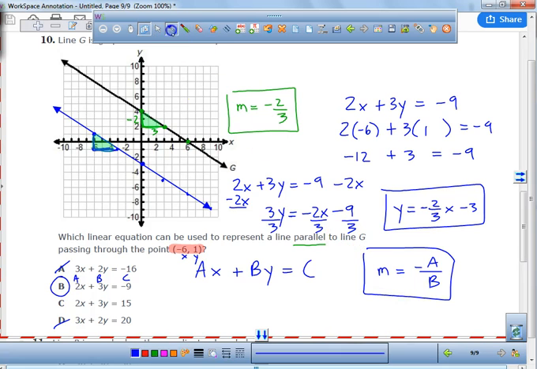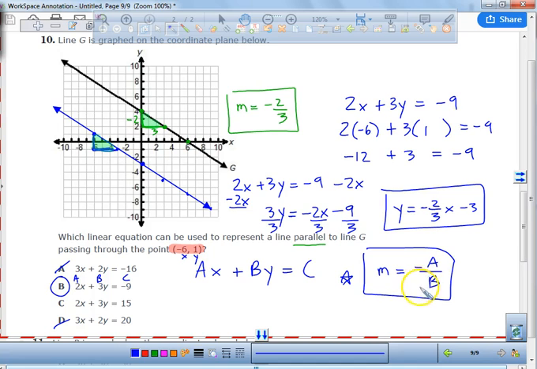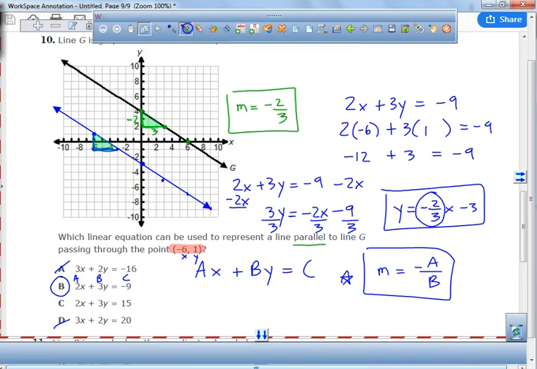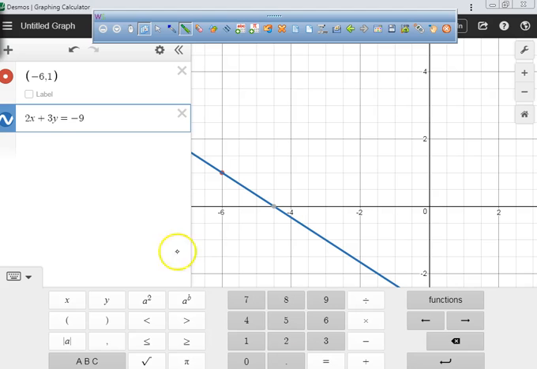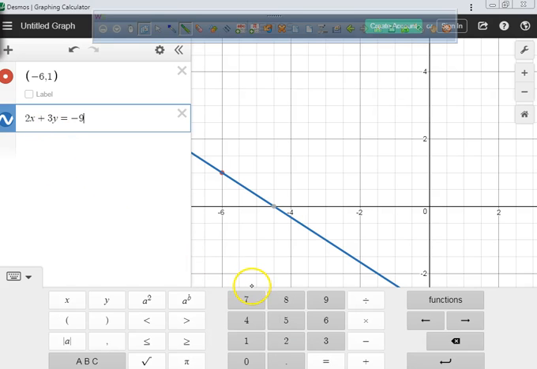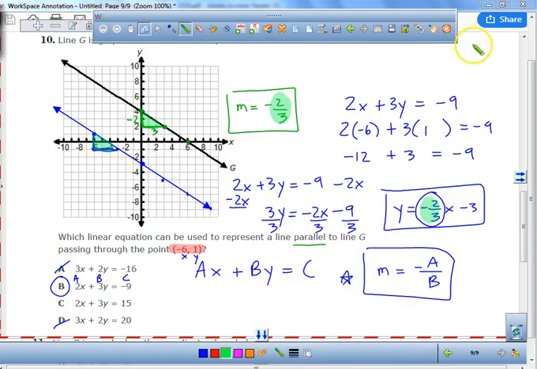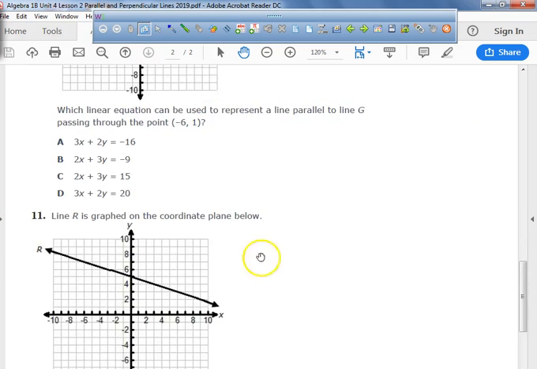So I used a little shortcut. This is not going to be on the STAR test formula chart, but if you can memorize it, negative a over b, when it's in standard form, you can find the slope really quickly. What was the slope that we needed to find? The same slope as our original line. That's what I want you to be able to do. Use Desmos to help you check your answers.